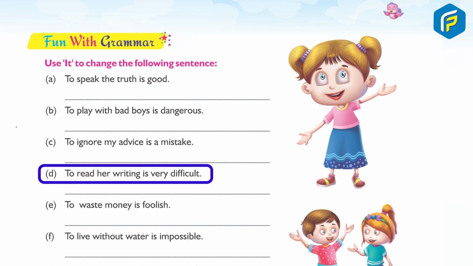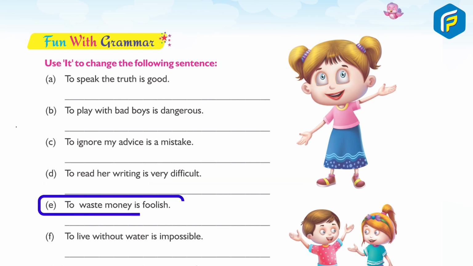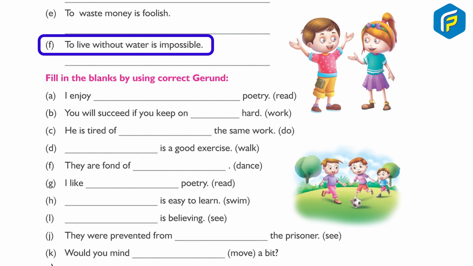D. To read her writing is very difficult. Answer. It's very difficult to read her handwriting. E. To waste money is foolish. Answer. It's foolish to waste money. F. To live without water is impossible. Answer. It's impossible to live without water.